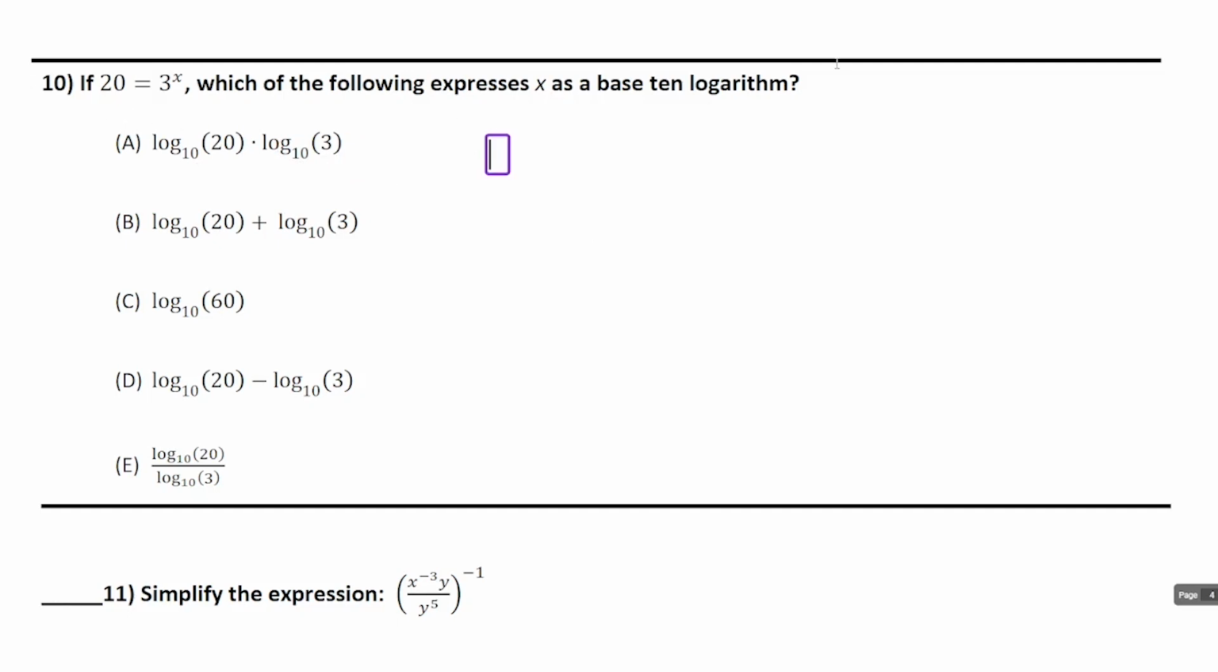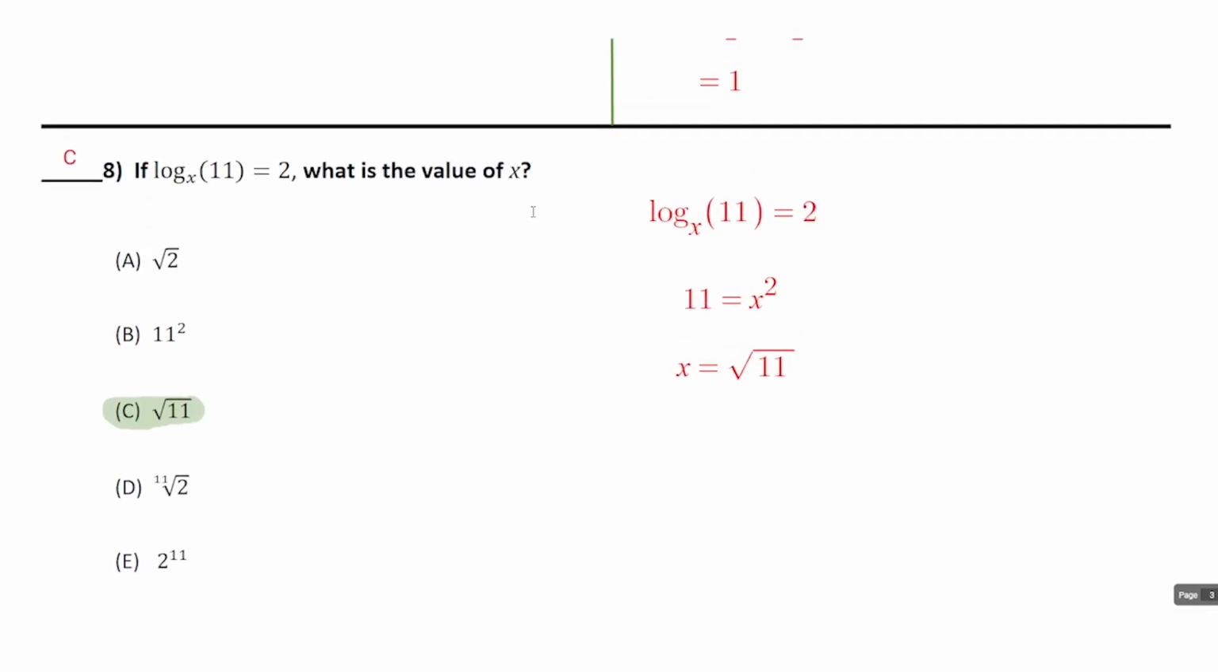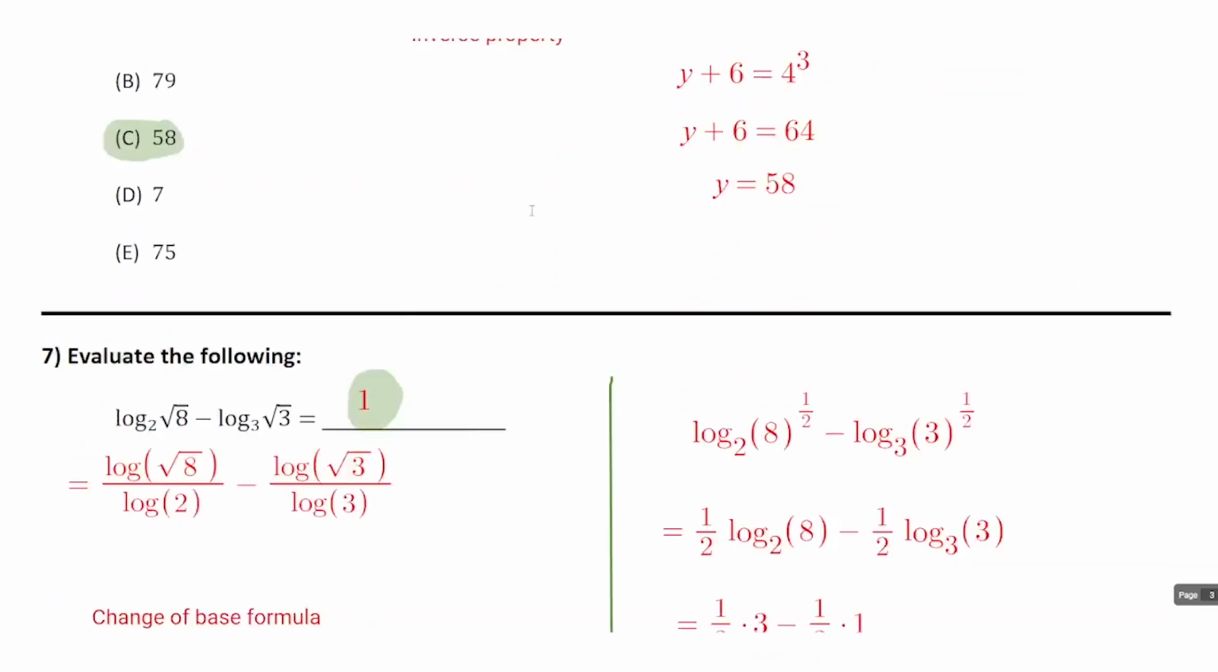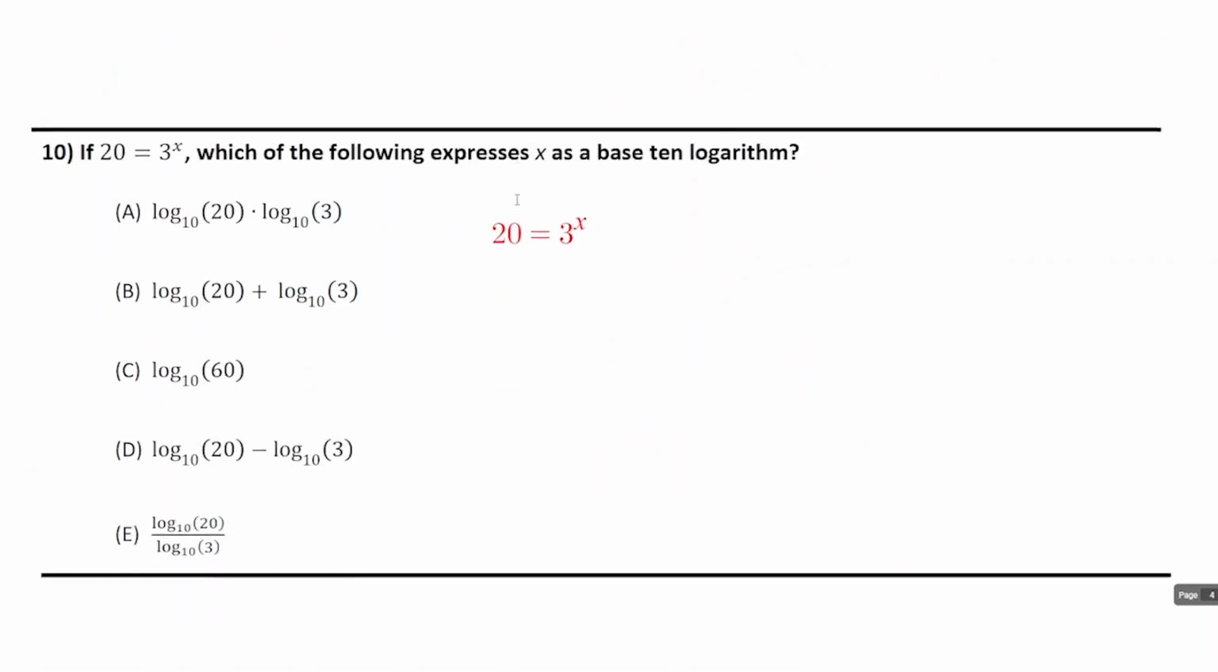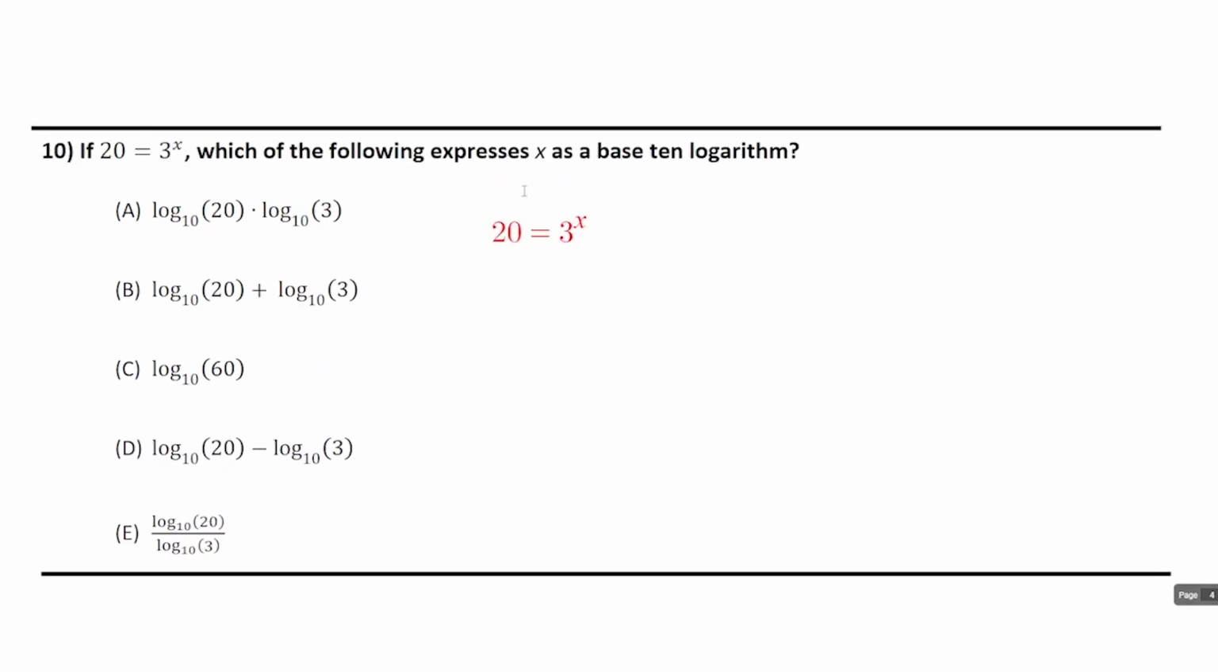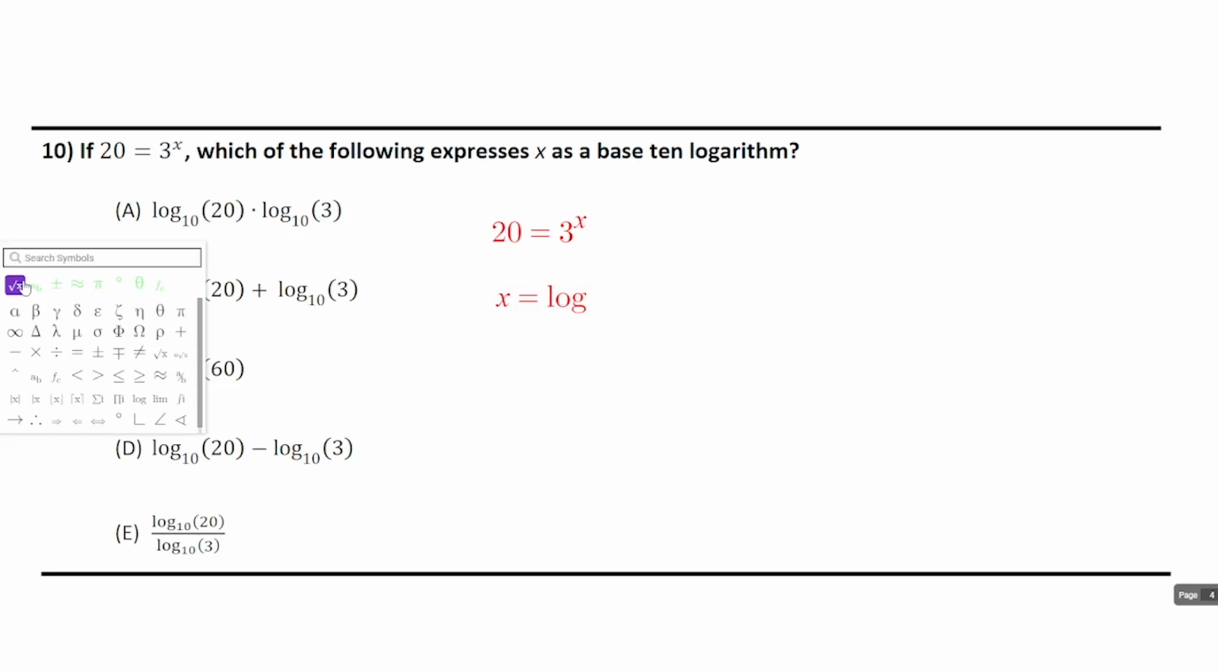Okay, so let's go ahead and solve this. 20 equals 3 to the x. We want to solve this by using, again, that inverse property, but what's different between this one and, like, 8 or 6 is that we're going the other way. In the other problems, we went from a logarithmic equation to an exponential one. Here we're going from an exponential equation to a logarithmic one. So x equals log base 3 of 20.